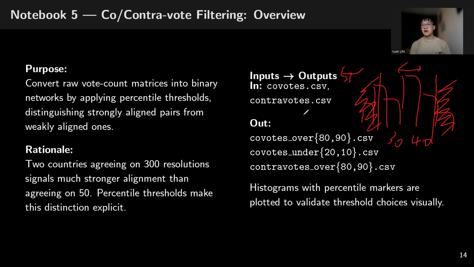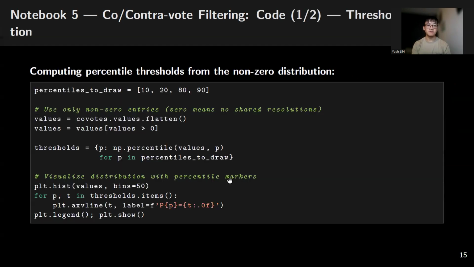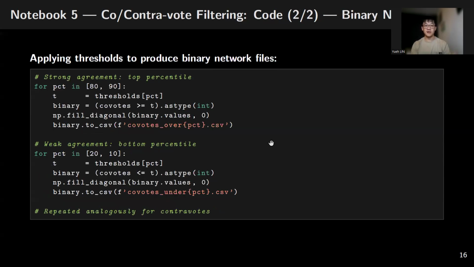Therefore, we use input and output. The input will be the co-votes that we established in previous notebooks, and the output will be the co-votes, but only over certain percentiles or only under certain percentiles. So this is the objective of this notebook. We have to flatten all the co-votes. We use a percentile to determine that, and we later visualize the results.